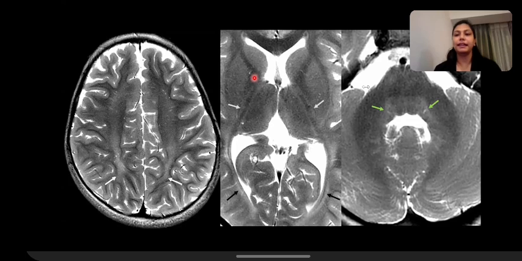Here only the early myelinating structures are involved. So this is HEMS, that is hypomyelination of early myelinating structures. Remember the trilaminar appearance of the posterior limb of internal capsule in this case.